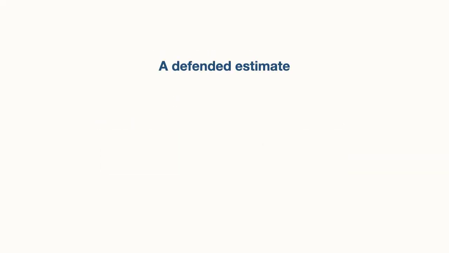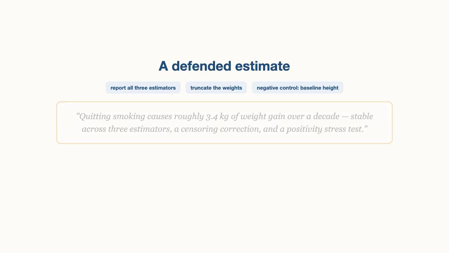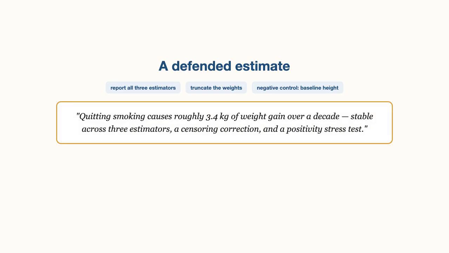And the defense, so it is an estimate and not an anecdote. The 3 estimators already triangulate; report all 3, not the prettiest. Truncate the weights and check it barely moves. Add a negative control outcome, like baseline height, that quitting cannot cause. Run those, and you can write the sentence 16 lessons were for.